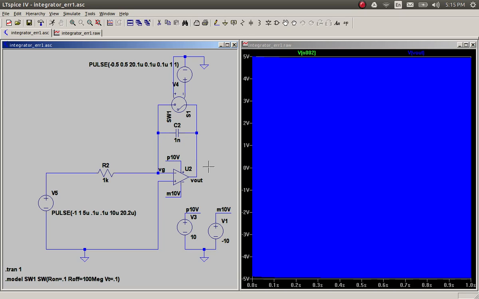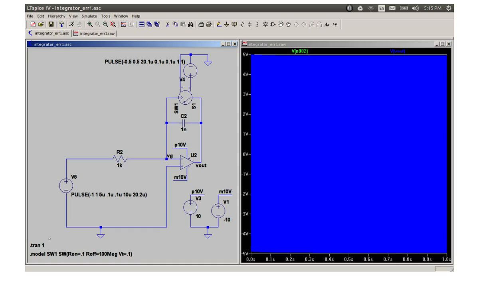So in this case, what has happened is that the transient time has been set to 1 second. That's a very long time if your period is only 20 microseconds. So what you're getting is actually a whole lot of periods, and you can't really make out what the output is at this zoom resolution.